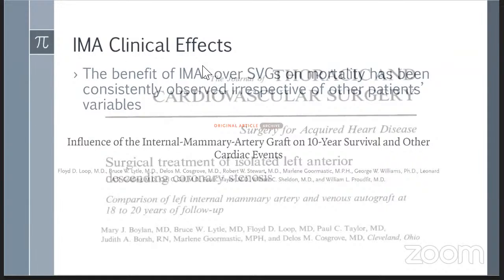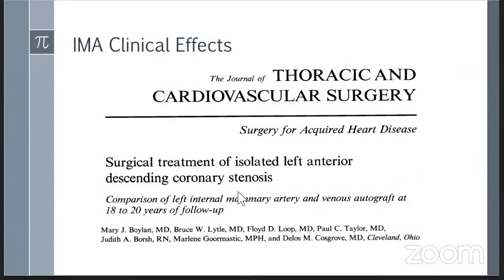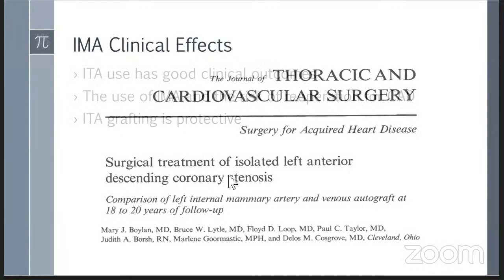Another study that showed that is this one, which was done by Lytle, which showed the same thing, the internal mammary artery benefit for mortality when anastomosed to the LAD. And this one was on a longer follow-up, 18 to 20 years.